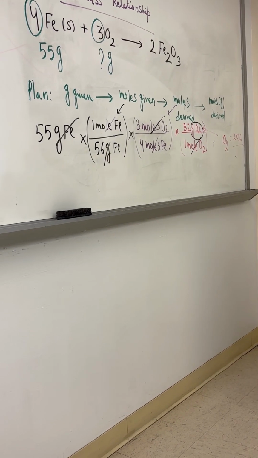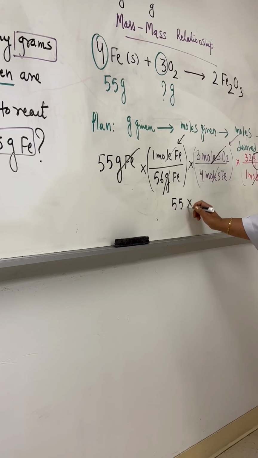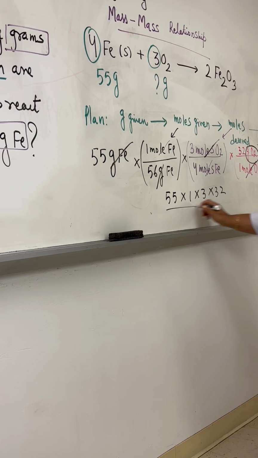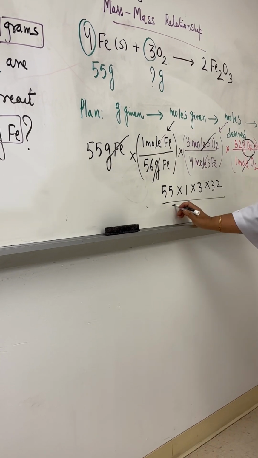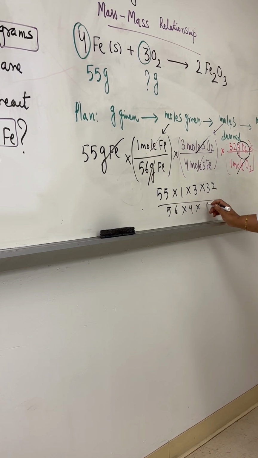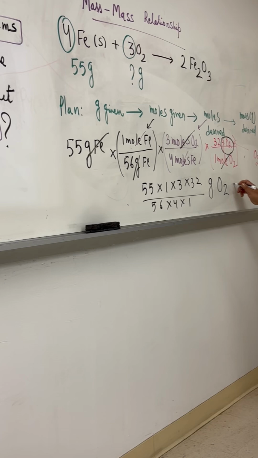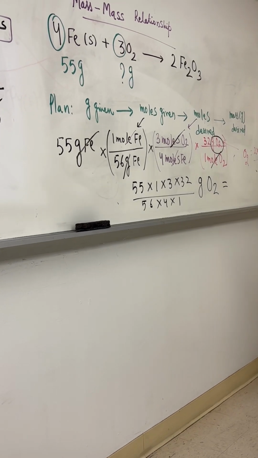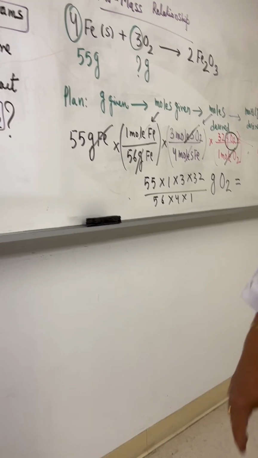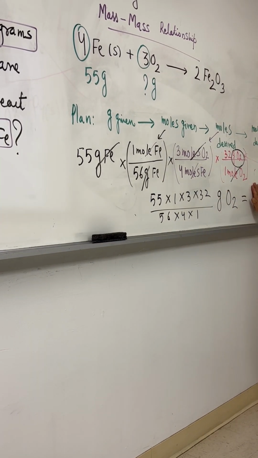Now you want to do your math. What is left over now? You have 55 times 1 times, I always say to take even 1, try to get it. So you have 56 times 4 times 1. And what is our unit left? Grams of oxygen. Let's find the mass then, guys. Find the mass yourself and see if we get it correct or not. You can stop.